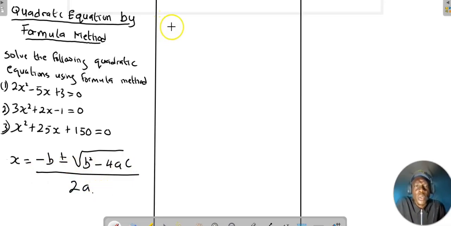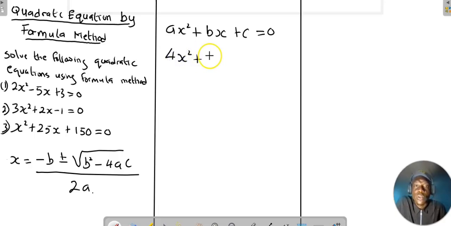So a quadratic equation normally comes in this form. You have ax squared, which is the highest power, plus bx plus c is equal to 0. This is the form in which a quadratic equation comes. So for example, if we have 4x squared plus 5x plus 8 equal to 0, how will you replace this?